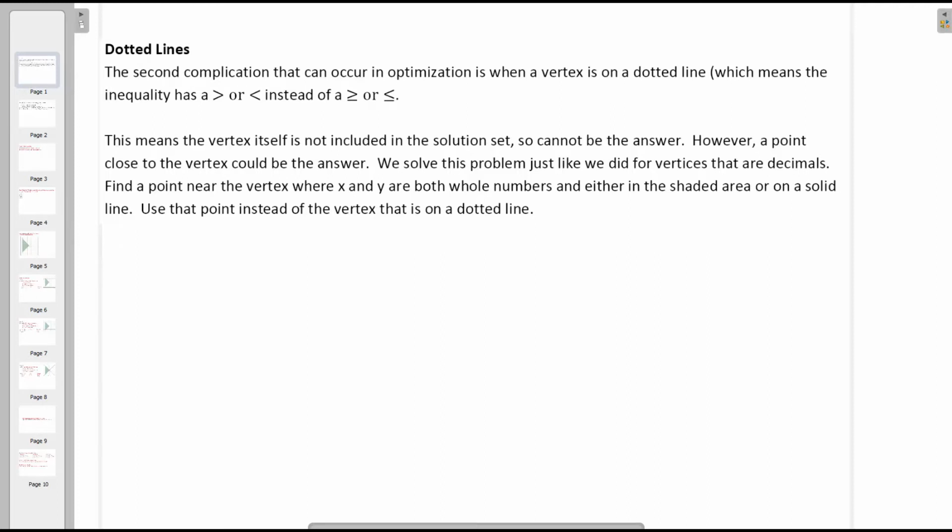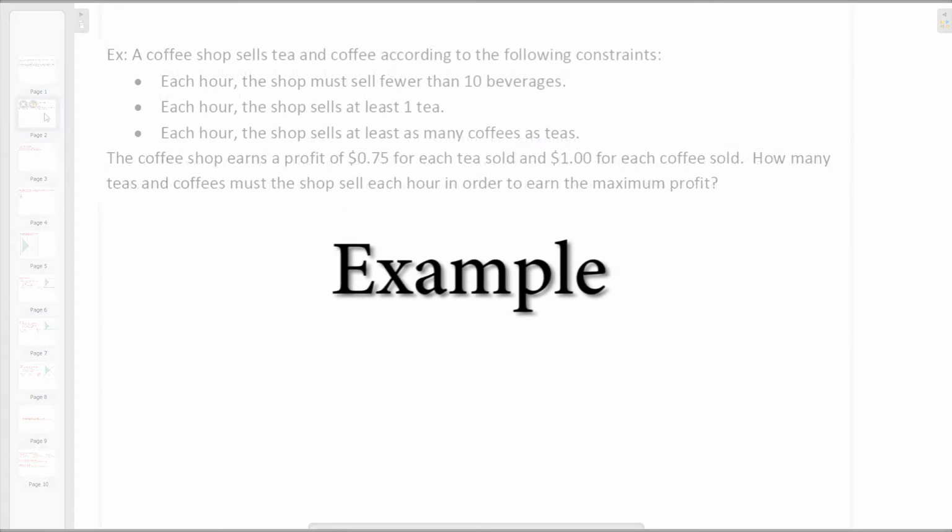We solve this problem just like we did for vertices that are decimals. Find a point near the vertex where x and y are both whole numbers and either in the shaded area or on a solid line. Use that point instead of the vertex that's on a dotted line. Let's look at an example.